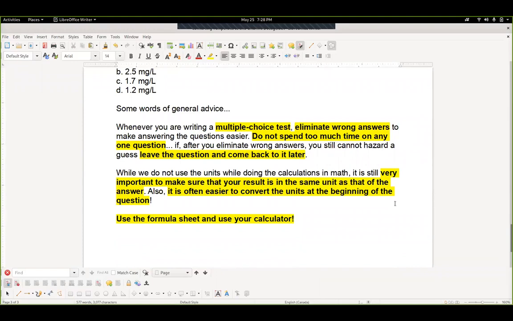It is often easier to convert the units at the beginning of the question. Remember to use the formula sheet and to use your calculator.